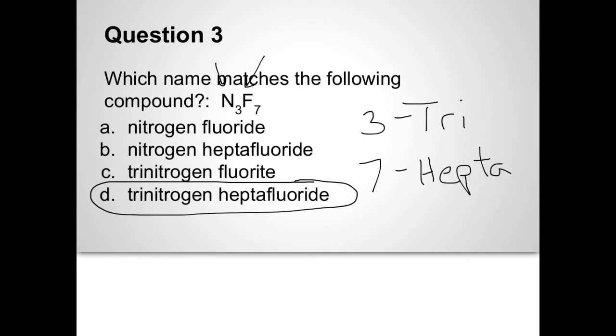Just remember a couple of things. If there's no subscript on the first element, you do not need to put a prefix on it, but you always need to put a prefix on the second element.